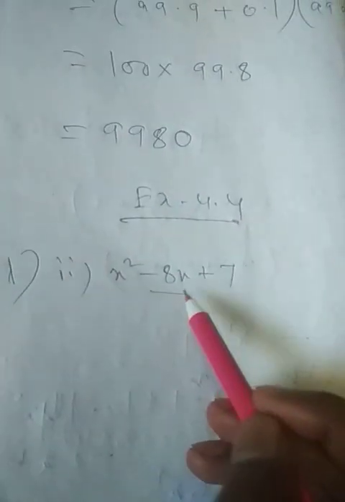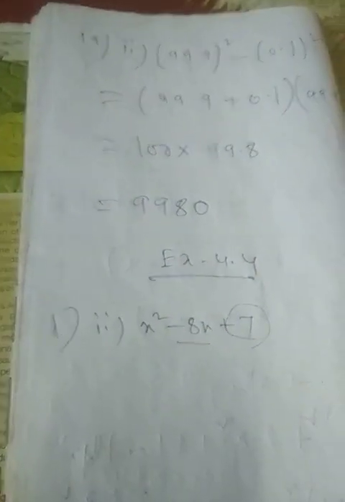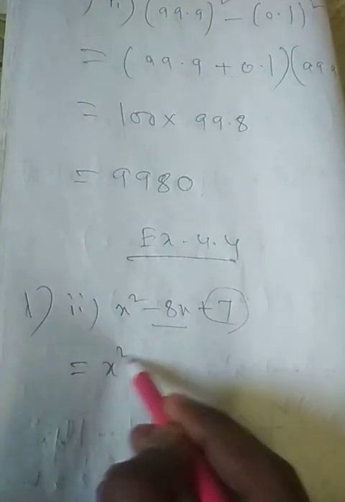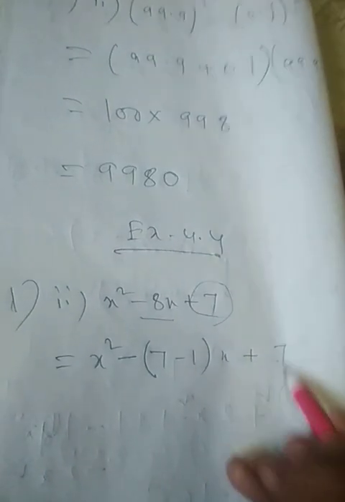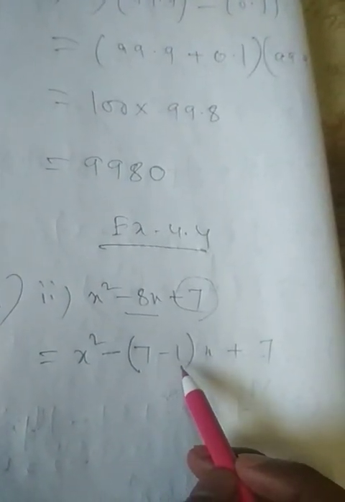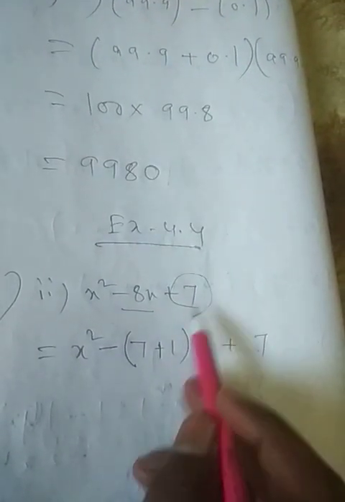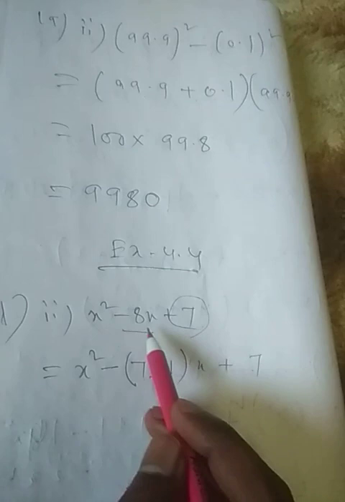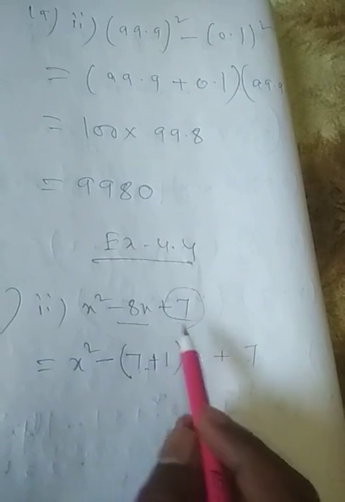You have to break the middle term in a way that if you add that become 8. If you multiply that becomes 7. Look at that. I am breaking the number 7 minus 1 into x. Check it out. 7 into 1 is 7, 7 plus 1 is 8. That means you have to break the middle term in a way that if you add them, that become the middle one. If you multiply them, that become the C or constant value.